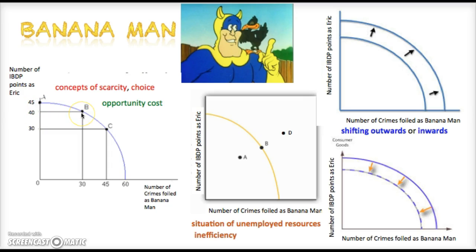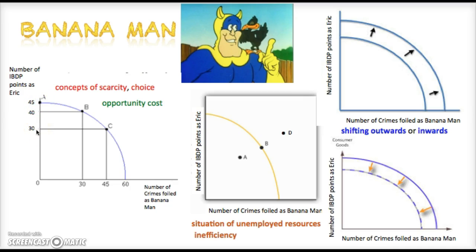Okay, then he might decide, well, actually, I want to fight more crime. Okay, I want to foil more crime. So he wants to move from B to C. So in this case, he's moving from 40 to 30. Okay, so in order to fight an extra 15 crimes, his opportunity cost is giving up 10 more diploma points, because we're moving from B to C. If we were moving straight from A to C, in order to fight 45 crimes, the opportunity cost for moving straight from A to C would now be 15, because he's given up 15 diploma points.